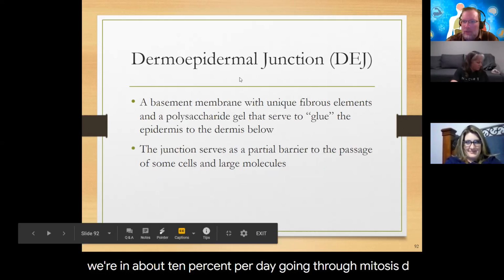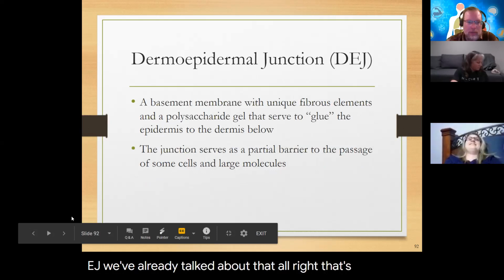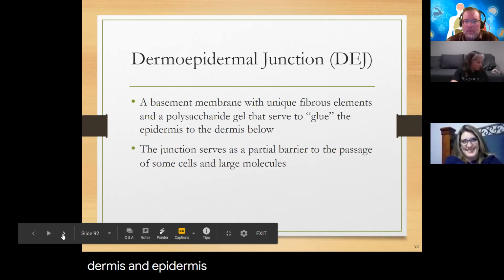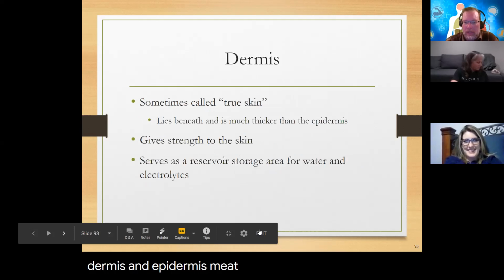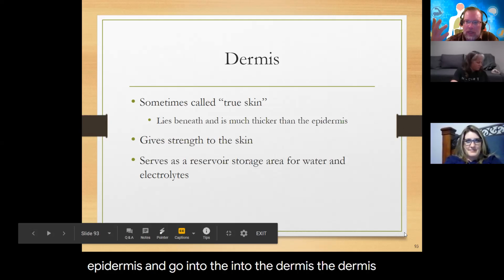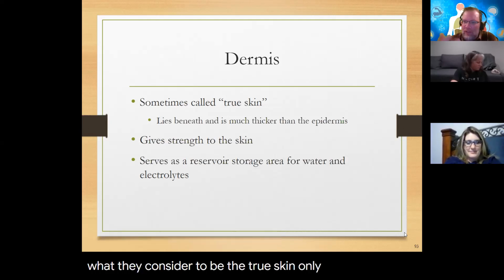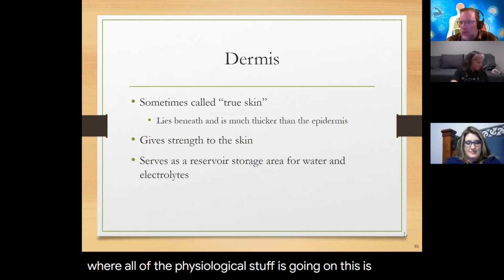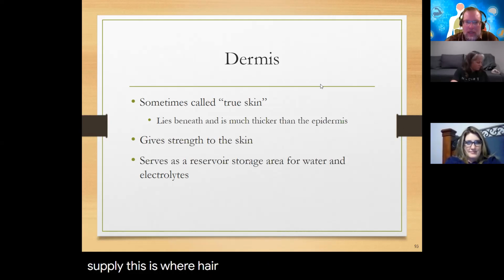DEJ, we've already talked about that. That's where the dermis and epidermis meet. So let's get out of the epidermis and go into the dermis. The dermis is what they consider to be the true skin, only because this is where all of the physiological stuff is going on. This is blood supply. This is where hair follicles originate.